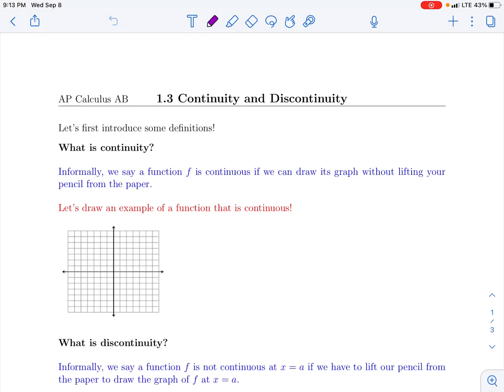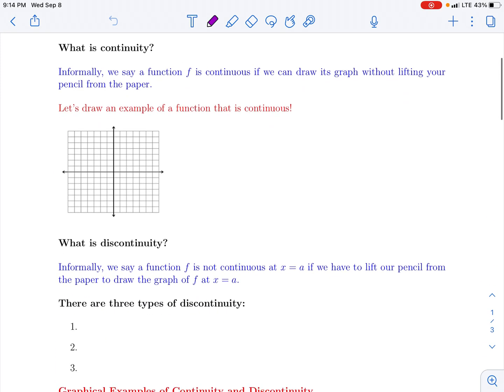Hello everyone. So today we're going to talk about continuity and discontinuity. So first you're thinking, what even is continuity? I'm going to give you an informal definition first, and then we'll talk about a more formal definition. But informally, we say a function is continuous if we can draw its graph without picking our pen off the paper.